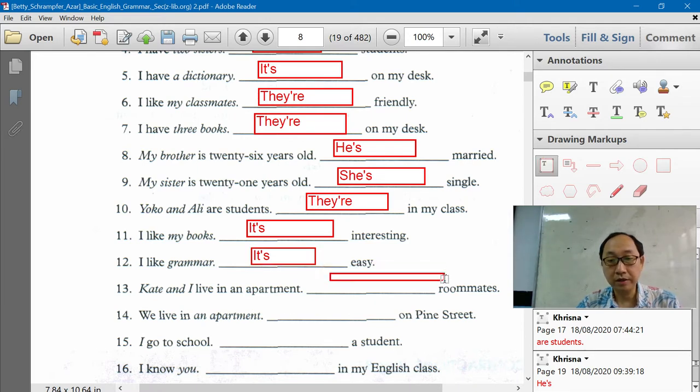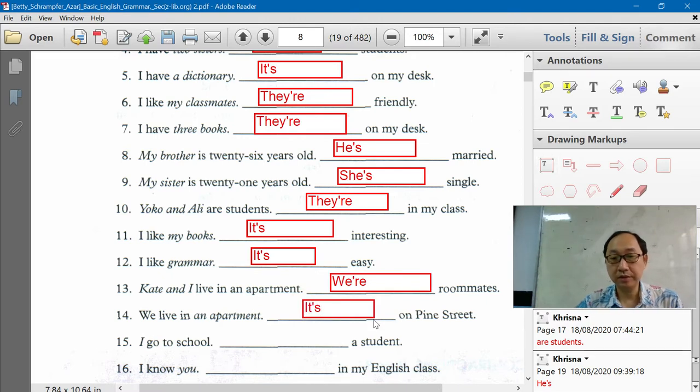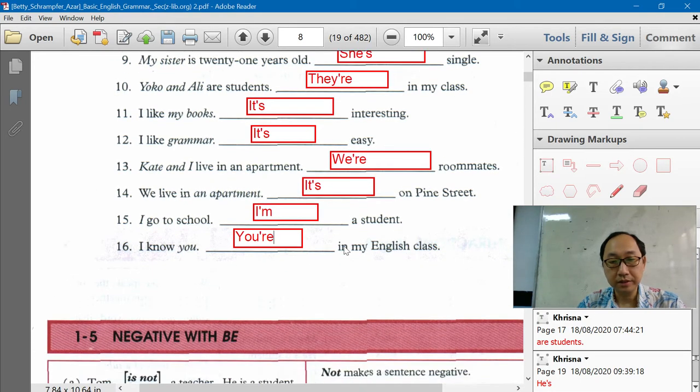We are. We are. Well, we live in an apartment. It's not nice. I go to school. I am a student. I know you. You're in my English class. You are in my English class. So, this is what we call the contractions. Okay, so let's go to the next grammar.